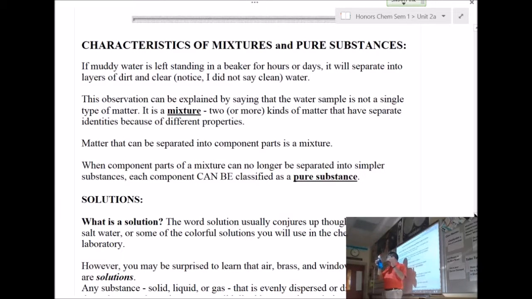So these are two different types of solutions. This is a solution. This is a mixture. This is a heterogeneous mixture. This is a homogeneous mixture. In other words, homogeneous mixtures, we don't have to do anything to it. It's evenly dispersed throughout all the time, which is nice.